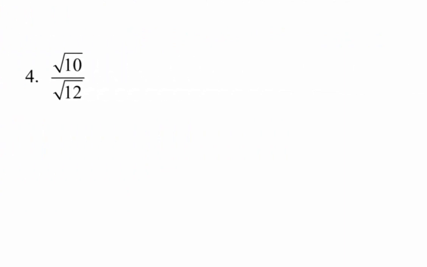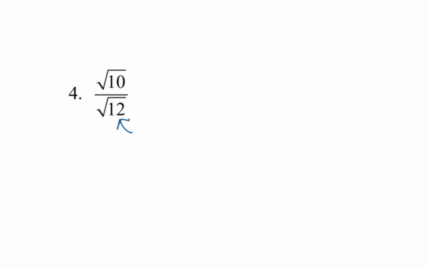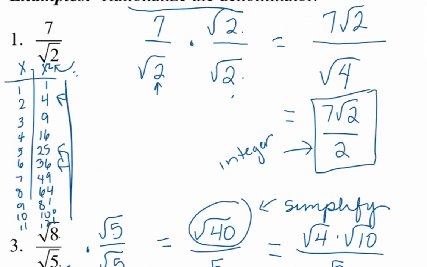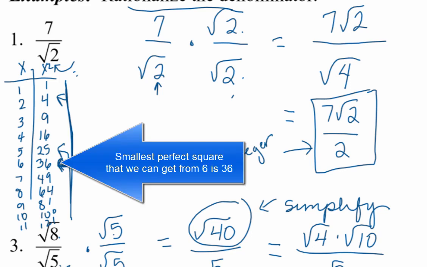All right, we're over here at square root of 10 divided by square root of 12. We want to change that 12 to a perfect square. Let's go back to our list over here. Okay, what's the smallest perfect square that we can turn 12 into? And look at here. Did you think of 36? Because that would be small.